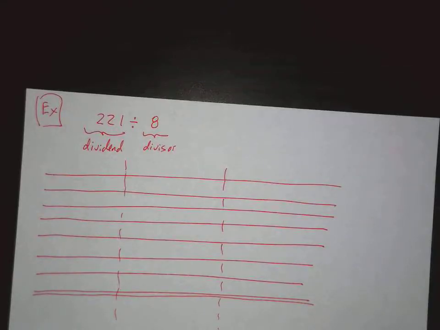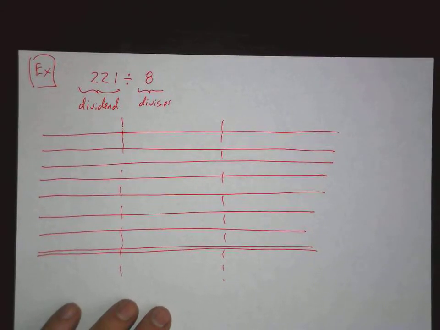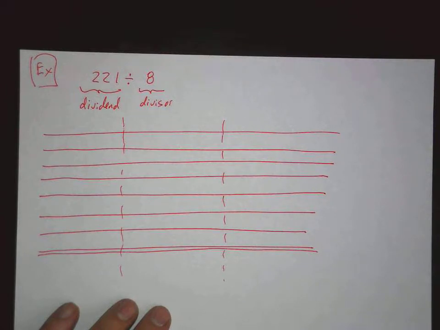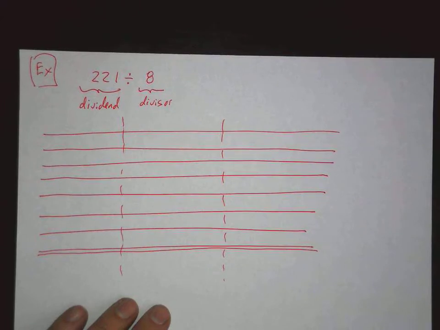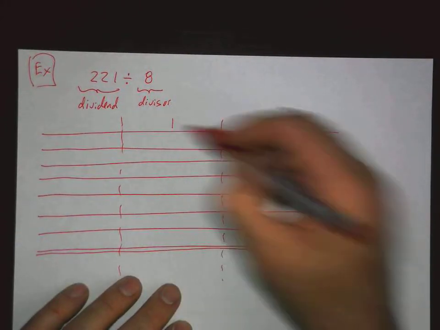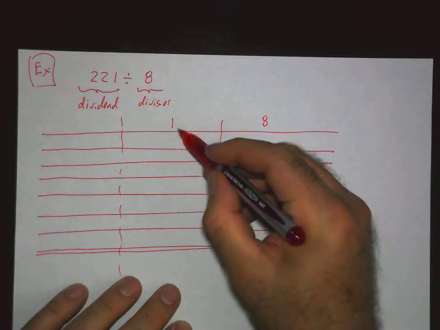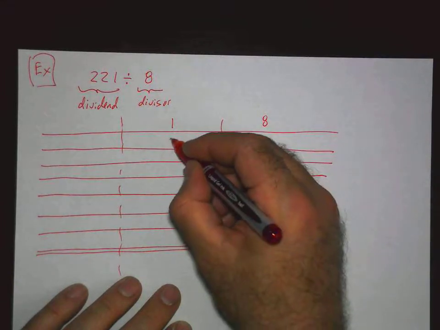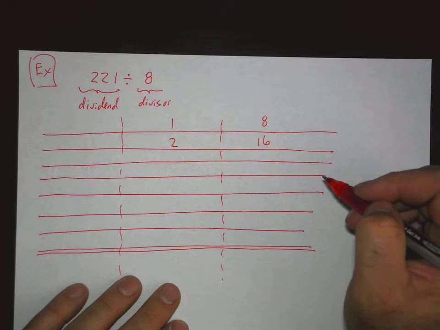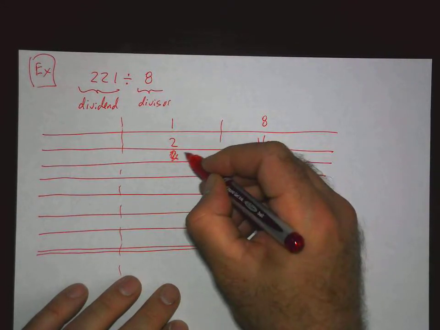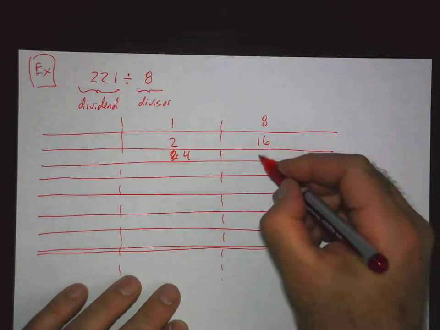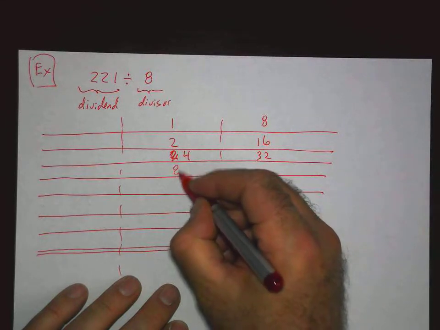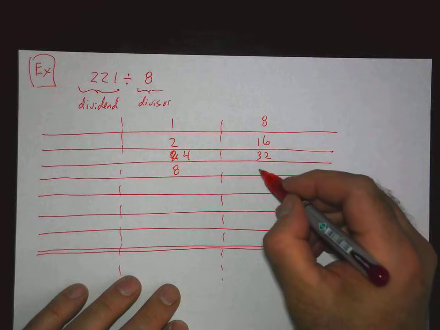Now let's look at another one, where the process ends up in a slightly different manner. 221 divided by 8. My first step, multiply the divisor 8 by successively larger powers of 2. 2 to the first times 8 is 8. No, I'm sorry. 2 to the 0 times 8 is 8. 2 to the first is 2 times 8, which is 16. 2 to the second times my divisor is 32. 2 to the third times my divisor is 64.